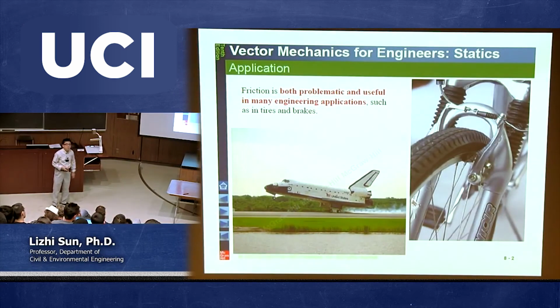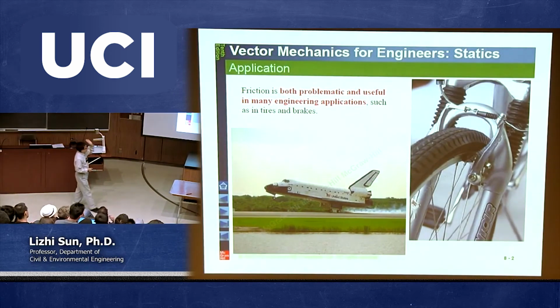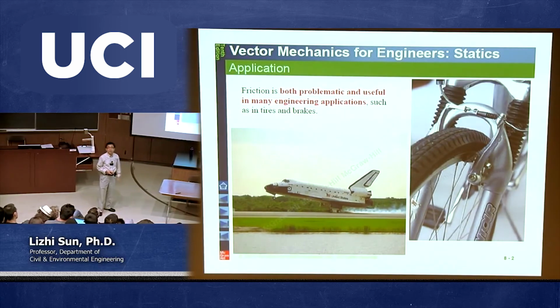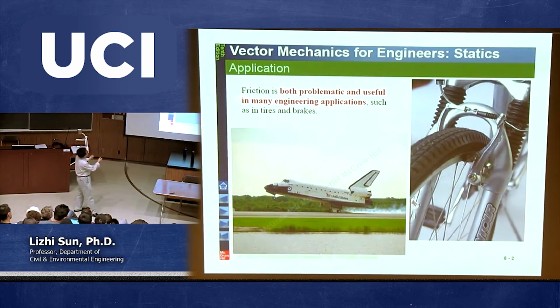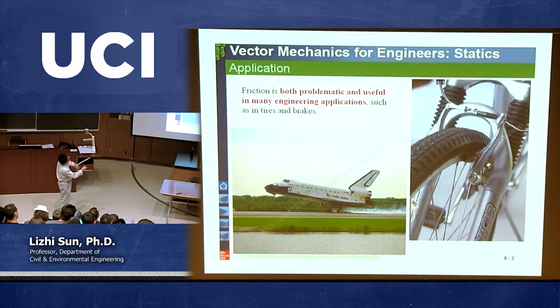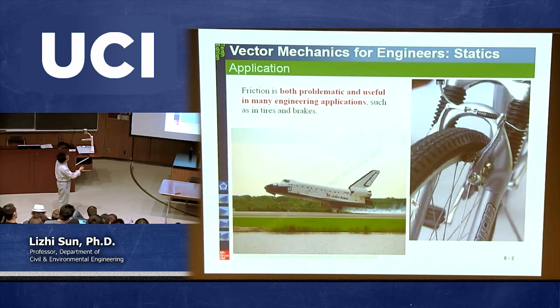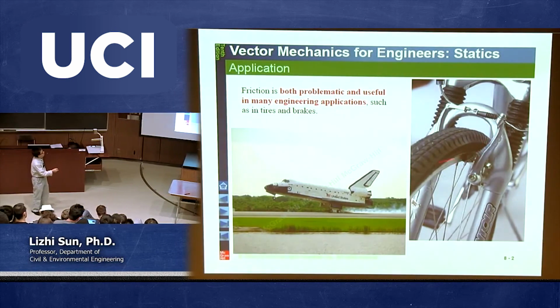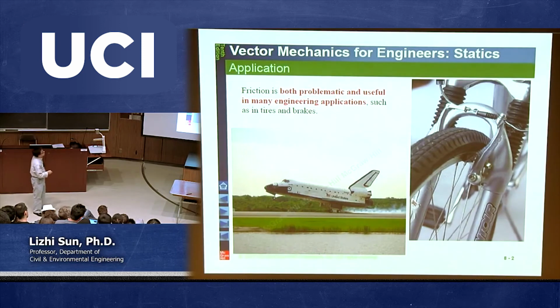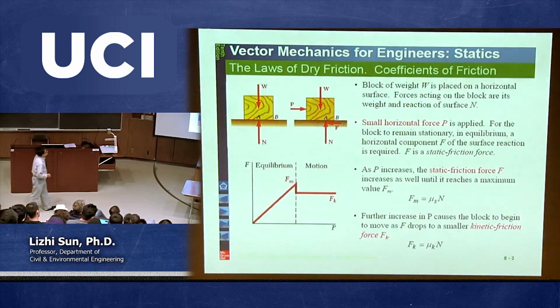Frictions are everywhere, basically, right? So many of them are bad, but many of them are good as well. So that's why we say the friction is both problematic, but also sometimes it's very useful in many engineering applications. For example, you have a brake when you ride a bike, or you have the space shuttle, launching or landing. Anyway, there's friction related.